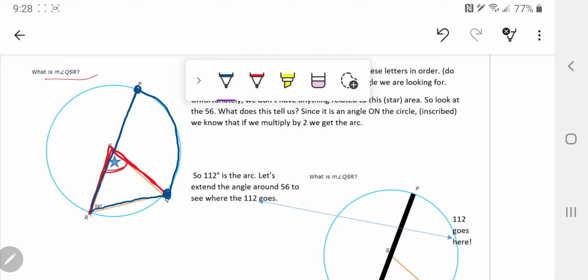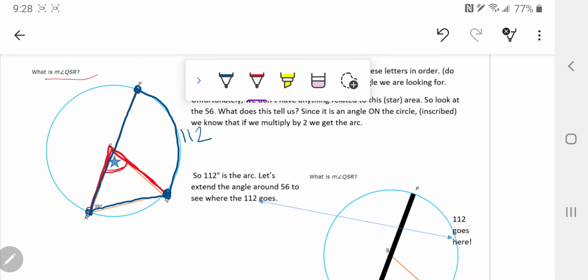See how this is an inscribed angle? Its point is on the circle. That means that it's half as big as this part right here. So we have to multiply. Remember, this is the little one, this is the big one. So if you multiply by 2, you get 112. So that tells you this part is 112.